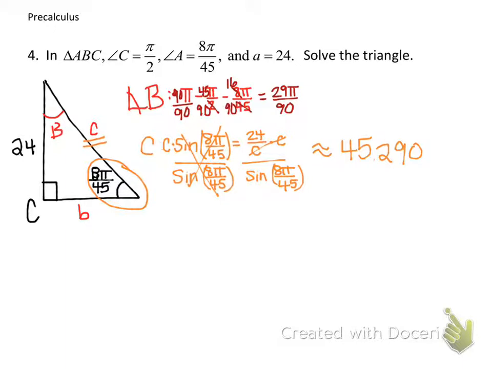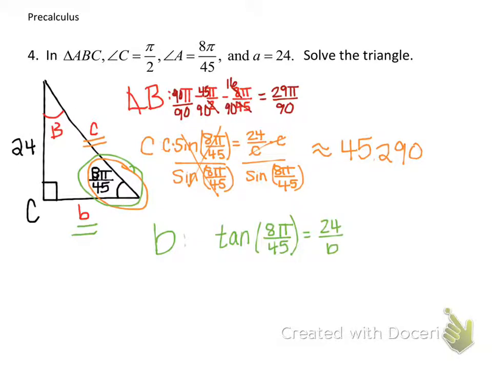Okay, and the last part of this is finding side B. Again, I would like to stick with the same angle. To use B, I'm going to use 24 and B, which is opposite over adjacent, which forces me to use tangent. So I have tan of 8 pi over 45 equals 24 over B. Again, we multiply both sides by B and then divide by tangent of 8 pi over 45, which is about 38.408.